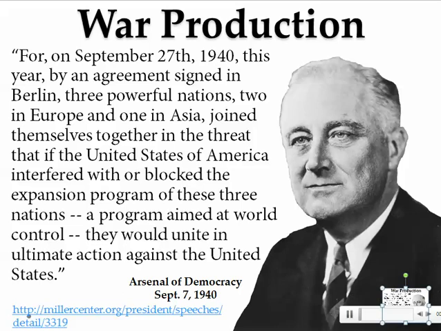For on September 27th, 1940, this year, by an agreement signed in Berlin, three powerful nations, two in Europe and one in Asia, joined themselves together in the threat that if the United States of America interfered with or blocked the expansion program of these three nations, a program aimed at world control, they would unite in ultimate action against the United States.